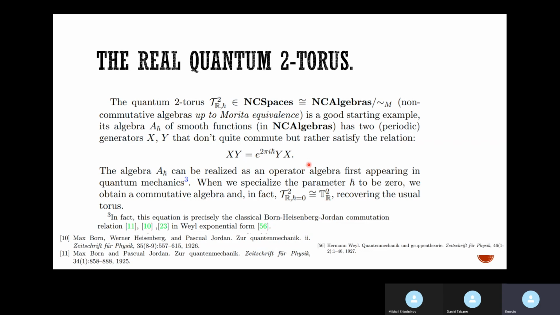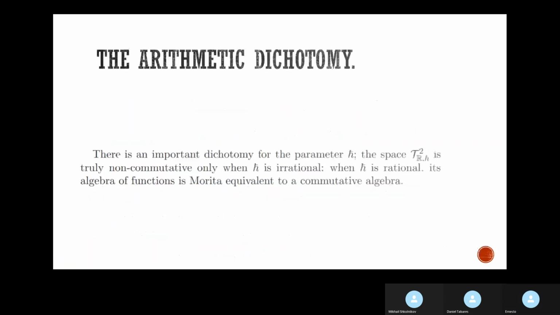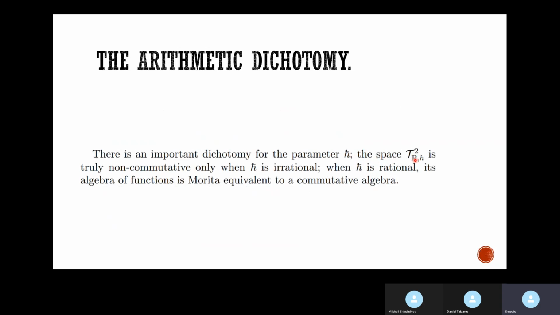This, nevertheless, is a little bit more confusing than one would think, because H bar has the manifestation of an extremely important dichotomy for our theory, that is whether H bar is rational or irrational. Just to get ahead of myself, when H bar is rational, this algebra is essentially commutative. And when H bar is irrational, this algebra is essentially non-commutative. But of course, as you vary H bar, you jump from commutativity to non-commutativity all the time. So this is what I was saying, it is truly non-commutative if and only if H bar is irrational.